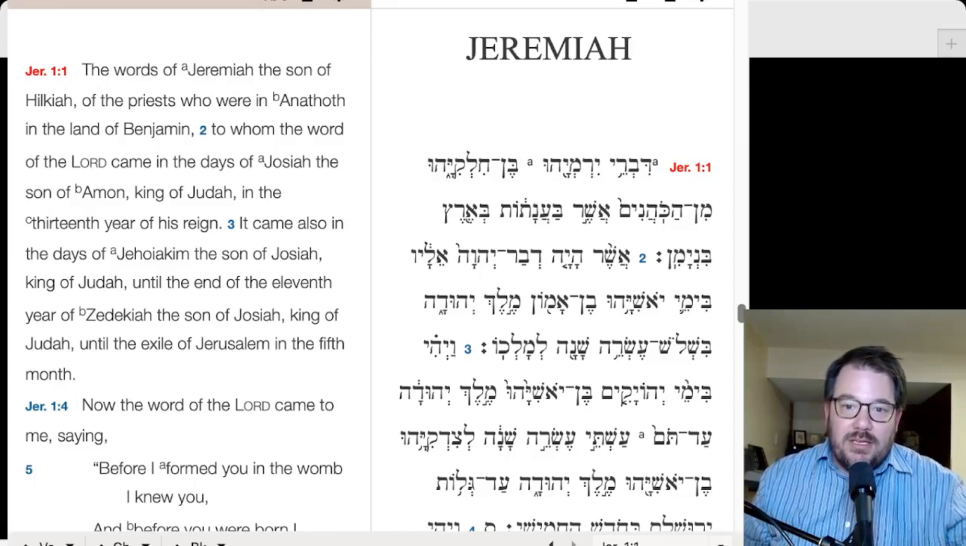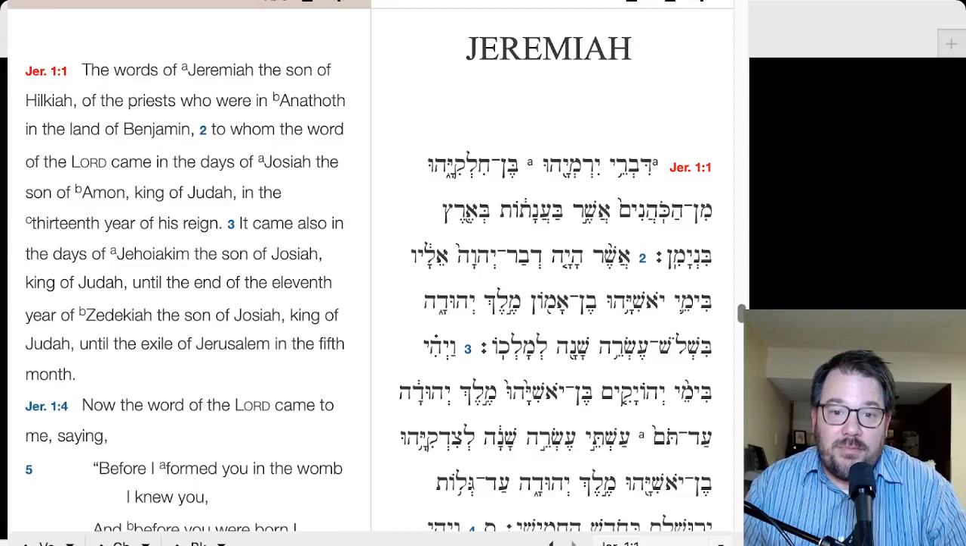beginning in Jeremiah, let's take this first section, verses 1 to 3. This is sometimes called a superscription, or just the introduction to the prophetic book. Most prophetic books have something like this, although this is a pretty long one. There's quite a bit more information here than is typical.